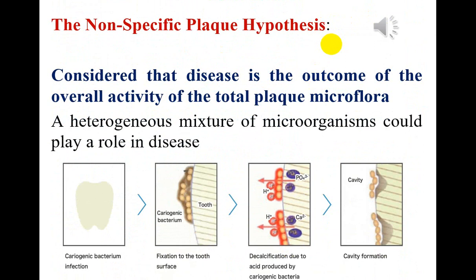The other hypothesis is known as the non-specific plaque hypothesis, and according to this, dental caries is the outcome of the overall activity of the total plaque microflora. So, a heterogeneous mixture of microorganisms is responsible for this disease and not a specific type of bacteria.